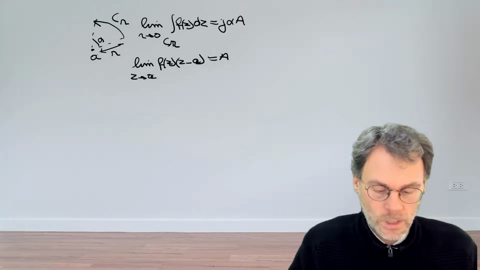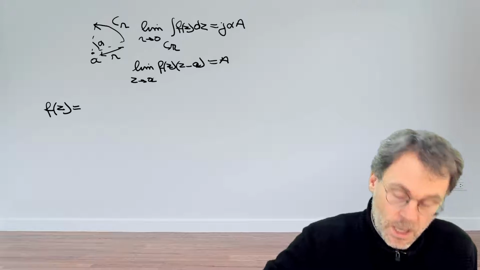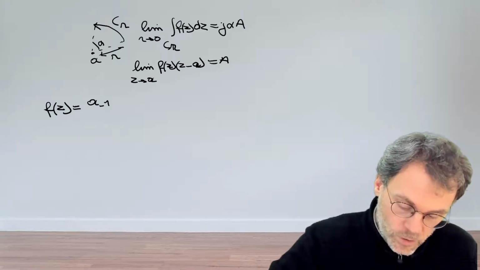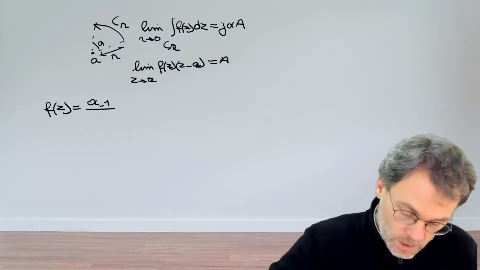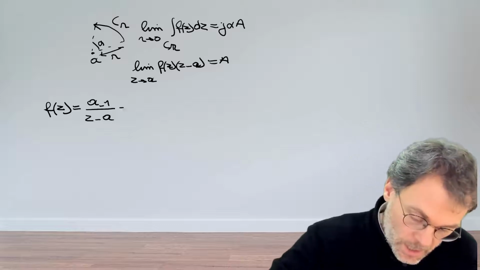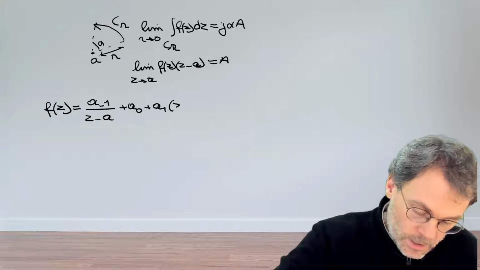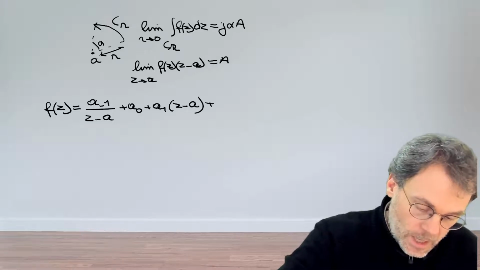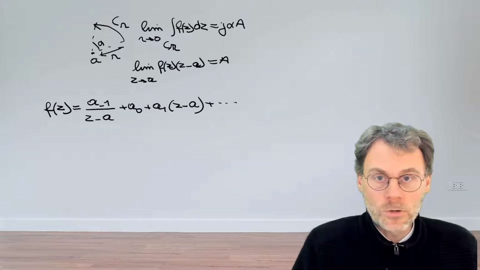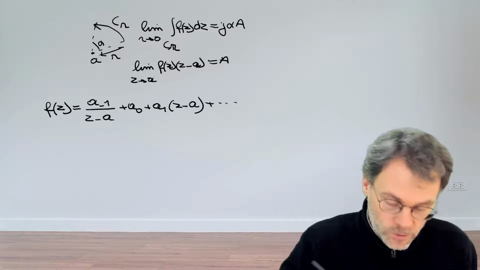Okay, so let's write down the Laurent series of our function f of z. Since it's a function that has a single pole at z minus a, we know that we start at a minus 1. This is the lowest order in our Laurent series. And then we have a constant term a0, and then a1 times z minus a, and so on and so forth. We also know that this particular limit is true. So let's calculate that now.